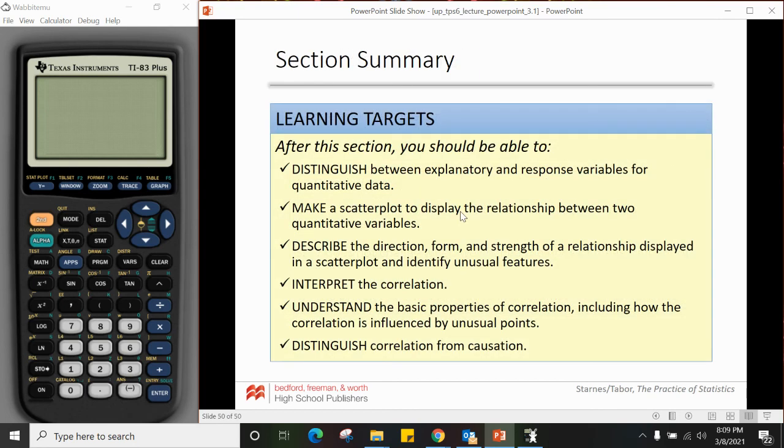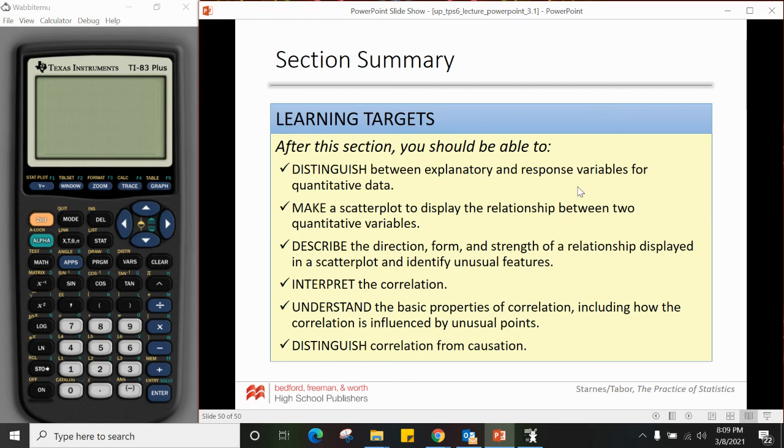All right. And that is all for 3.1. So to finish up the learning targets, you should be able to distinguish the explanatory and response variables for quantitative data. Remember, the explanatory is the x-axis one. It is also the independent. The response variable is the y-axis or the dependent variable, the response to something.